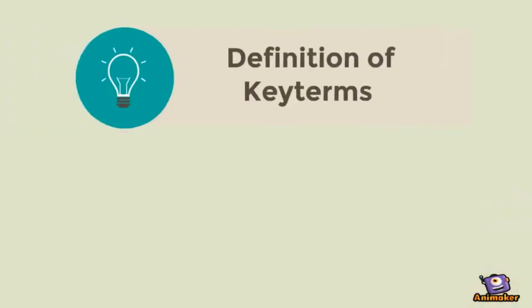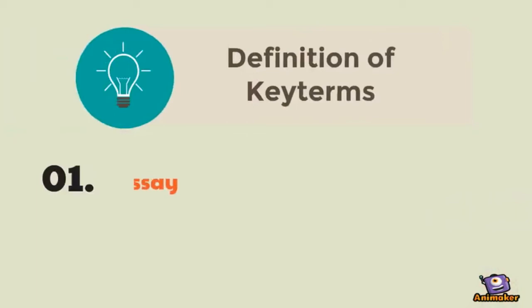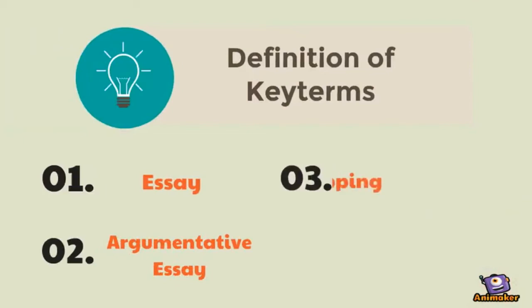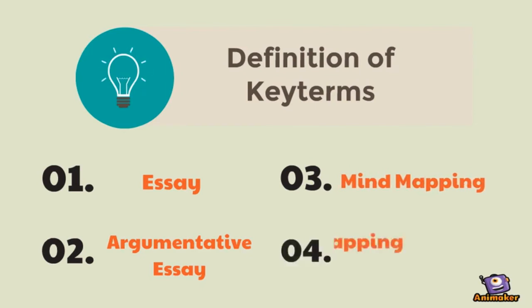Sixth, definition of key terms. For the first, essay. An essay is a written product which carries arguments or criticism about a particular issue. The second, argumentative essay. An argumentative essay presents arguments related to trustworthy facts that are understandable by the reader. The third, mind mapping. Mind mapping is one of the alternative tools that aid in outlining the tasks logically, activate the human mind, and build up creativity.